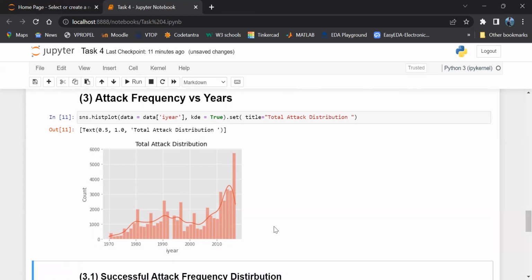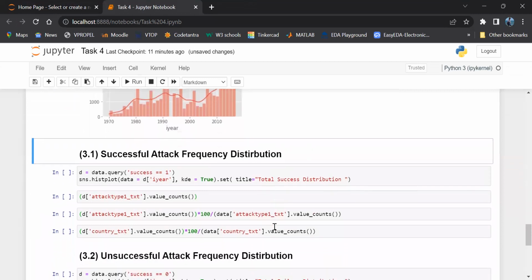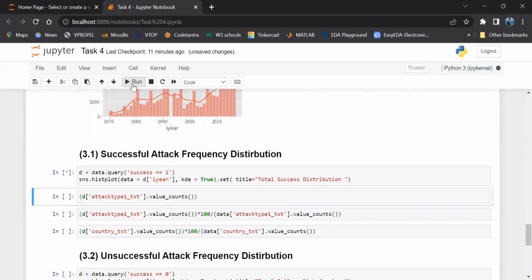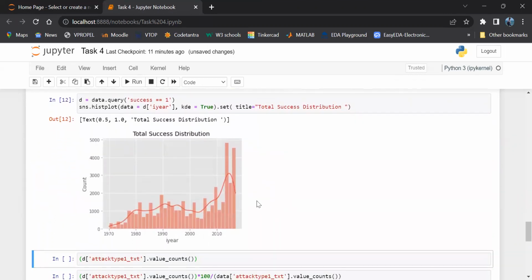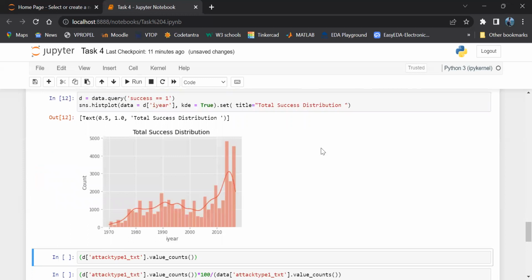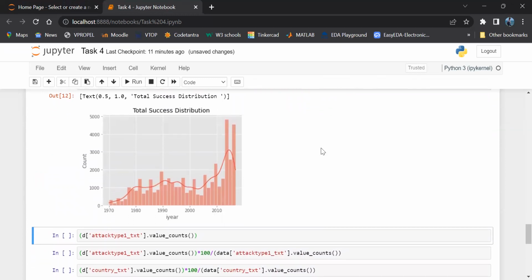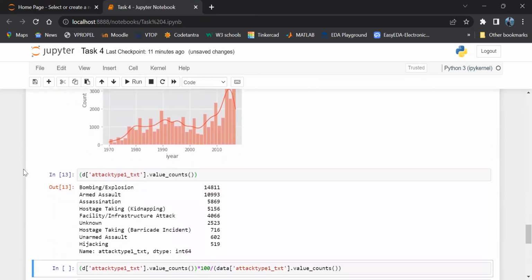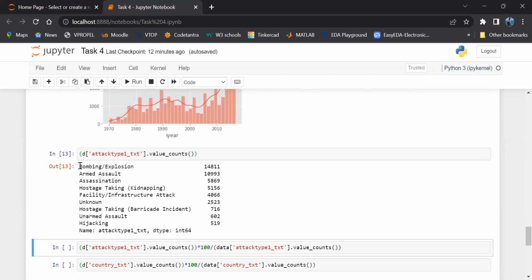Before that, let's see how many successful attacks were actually done. So this is our successful attack distribution. It looks quite similar to total attacks. Let's see what attack type terrorists used the most. As you can see, there's bombing, armed assault, explosion, and these are the frequencies of those occurrences. Bombing and explosion have the highest frequency of occurrence.